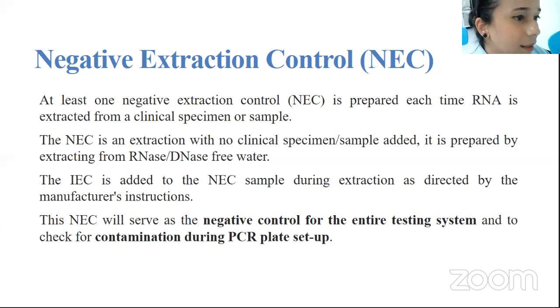The IEC, or the internal extraction control, is added to the NEC sample during extraction, as directed by the manufacturer's instructions. This NEC will serve as the negative control for the entire testing system and to check for contamination during the PCR plate setup.